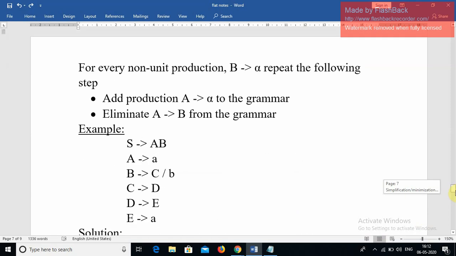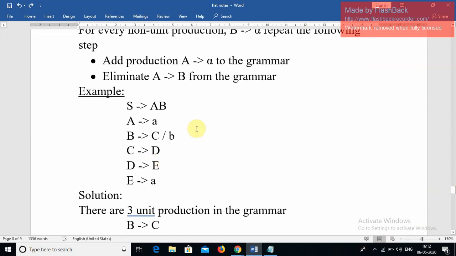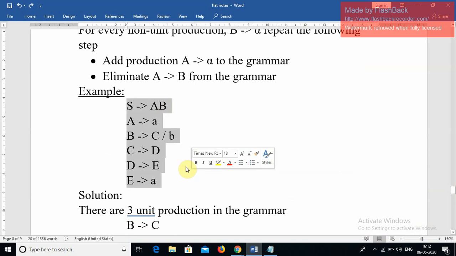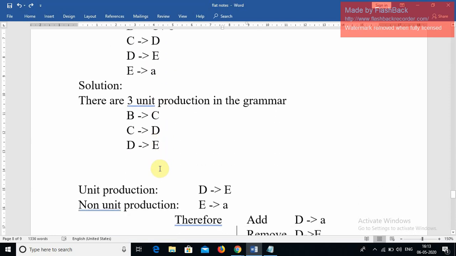So let's go with an example. So S to AB, this is the grammar we have. So let's find the unit productions. So one is B to C, C to D, D to E. These three are actually unit productions. So one by one we have to remove them.